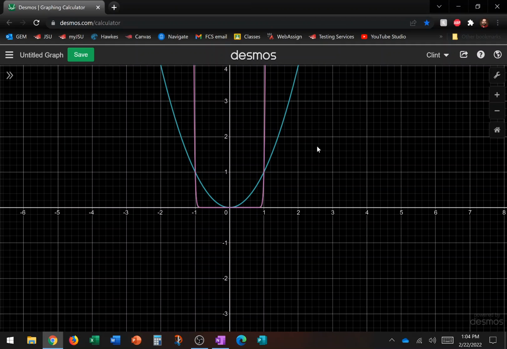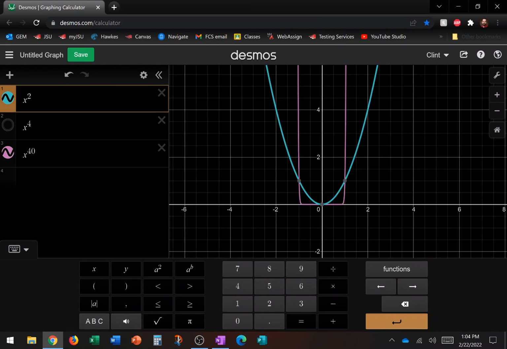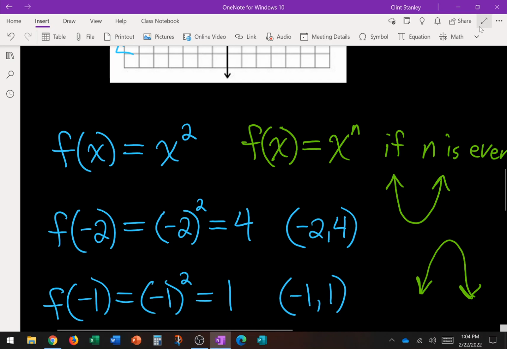And then we'll talk about this more next time, but what happens if we have one that opens upside down? We'll have a minus sign out in front, and that would make it go down. You can know anytime you have an x raised to some even power, you're going to have a U shape, and it either goes up or down.